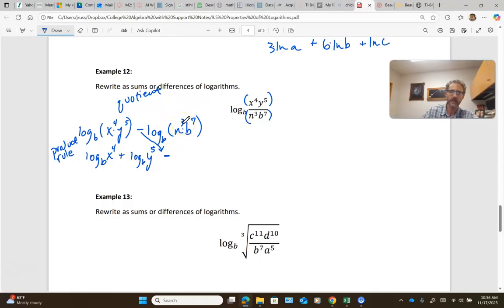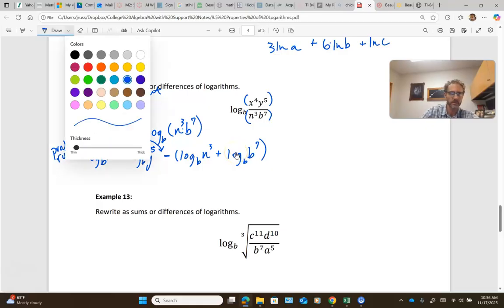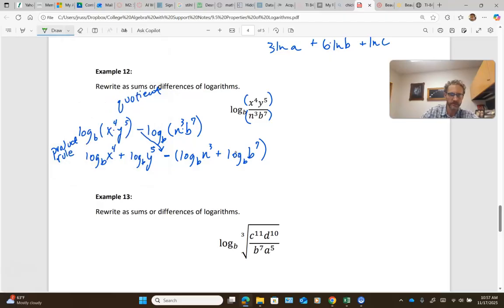Now, technically what happens is you split apart that logarithm, so this becomes log base b of n to the third plus, because we're using product rule, log base b of that second factor, which is b to the seventh. But because there's a minus sign in front of this logarithm, you end up having to distribute this negative here. And so that's going to actually make this last logarithm negative.